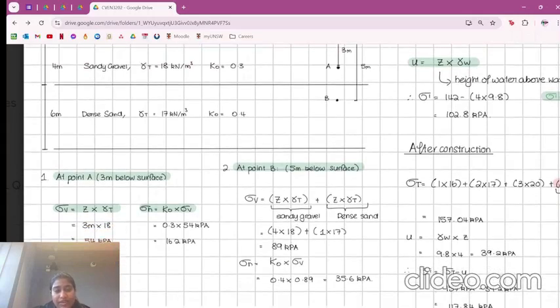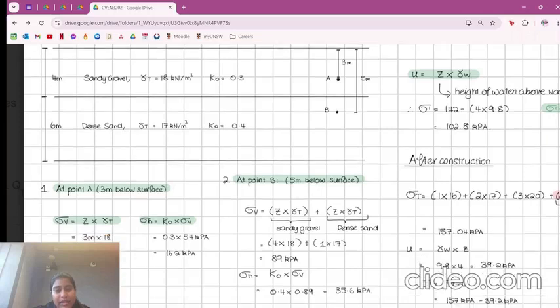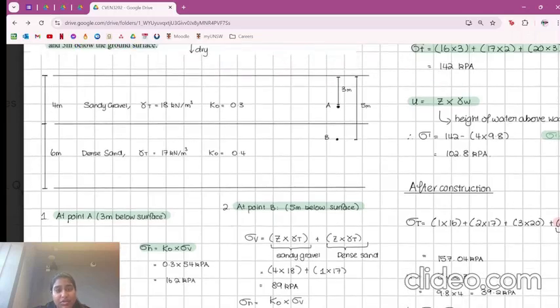So yep, you've got the 4 meters there multiplied by the unit weight of just the sandy gravel, and then you've taken the values for the dense sand. Make sure that you don't get caught out by the different measurements. Point B is 5 meters below the surface, which means that you're taking the entirety of the sandy gravel layer, but you're only taking 1 meter of the dense sand layer.